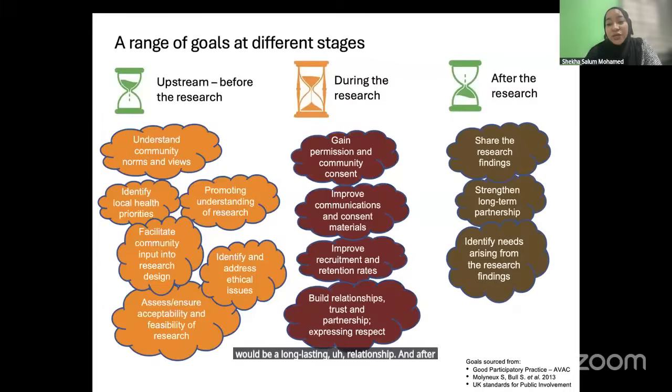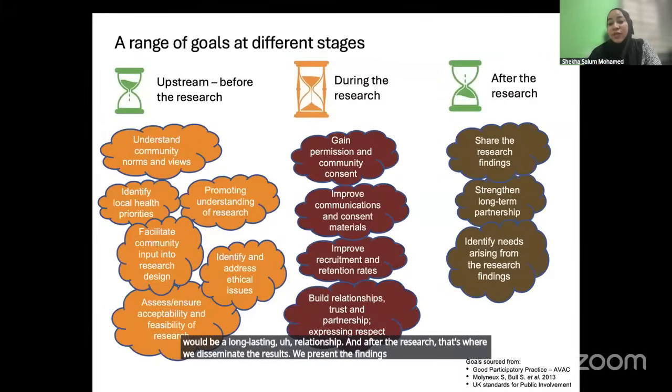And after the research, that's where we disseminate the results. We present the findings to the community.